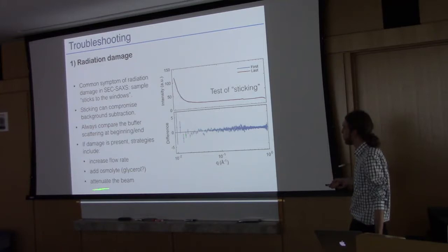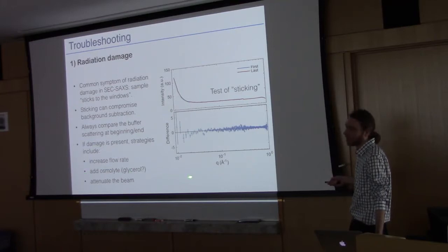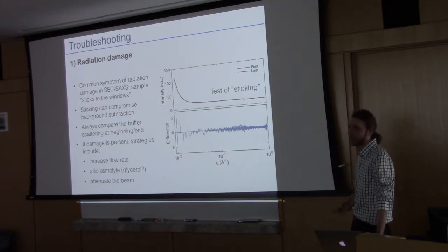And there are ways to mitigate damage, for example, to increase the flow rate. Sometimes adding an osmolyte like glycerol will help. And if you get really desperate, you can attenuate the beam.